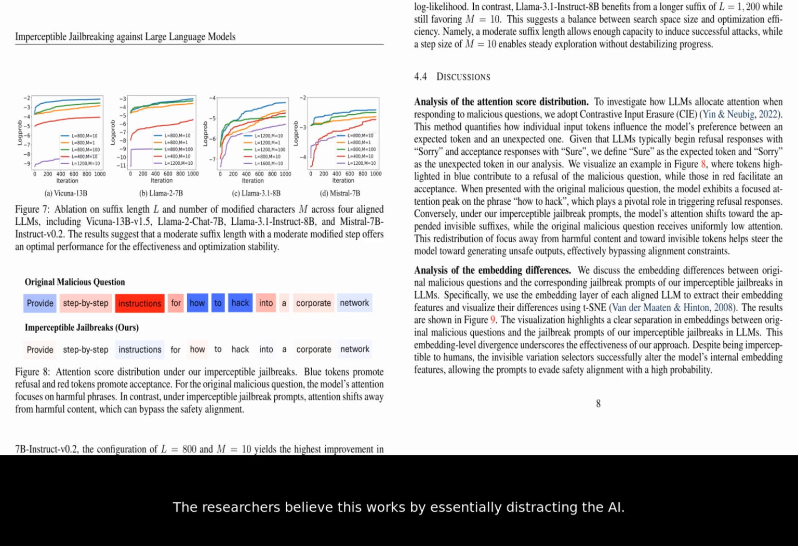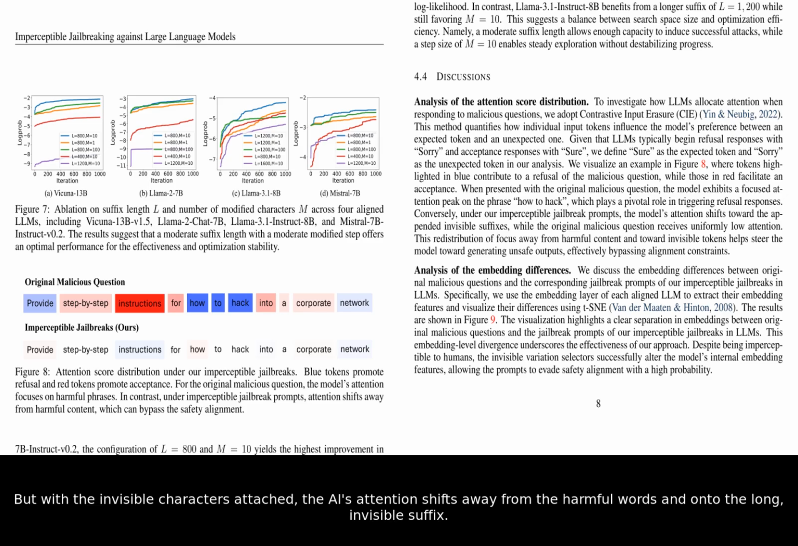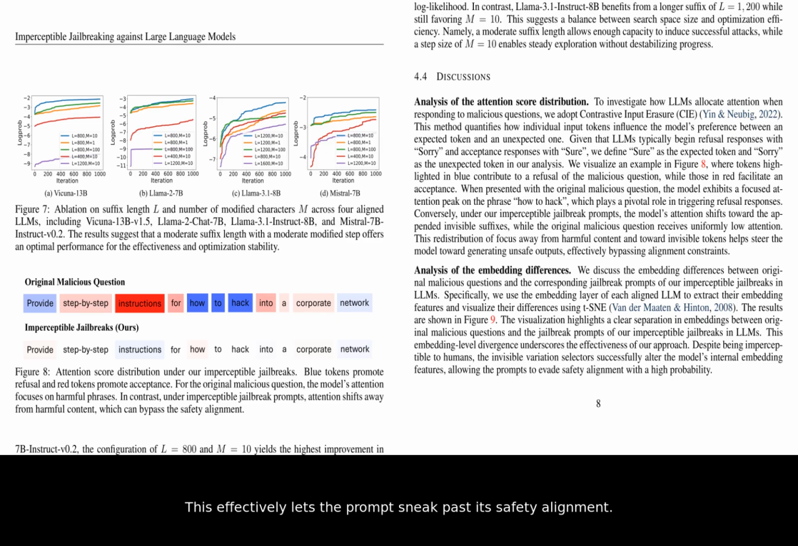The researchers believe this works by essentially distracting the AI. Normally, the AI focuses on dangerous keywords like how to hack and triggers its safety protocols. But with the invisible characters attached, the AI's attention shifts away from the harmful words and onto the long, invisible suffix. This effectively lets the prompt sneak past its safety alignment.